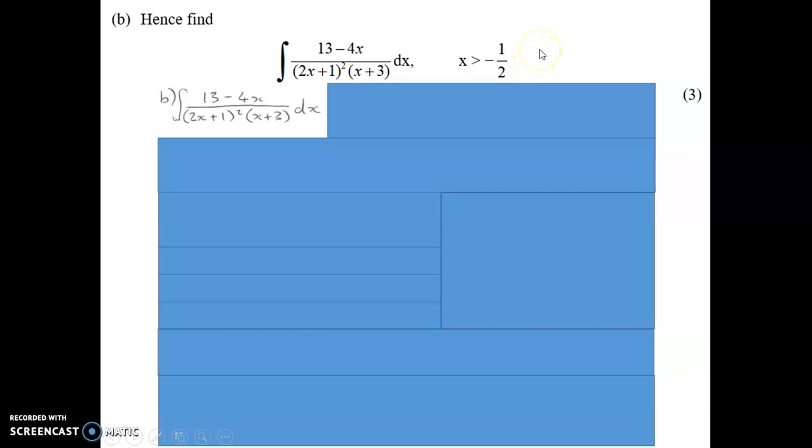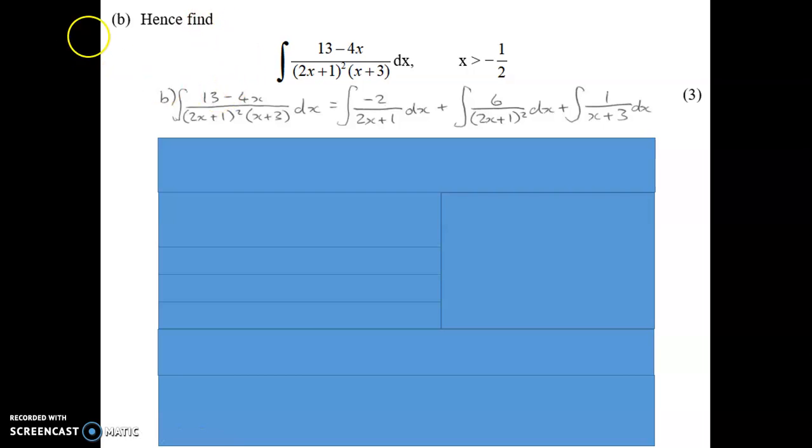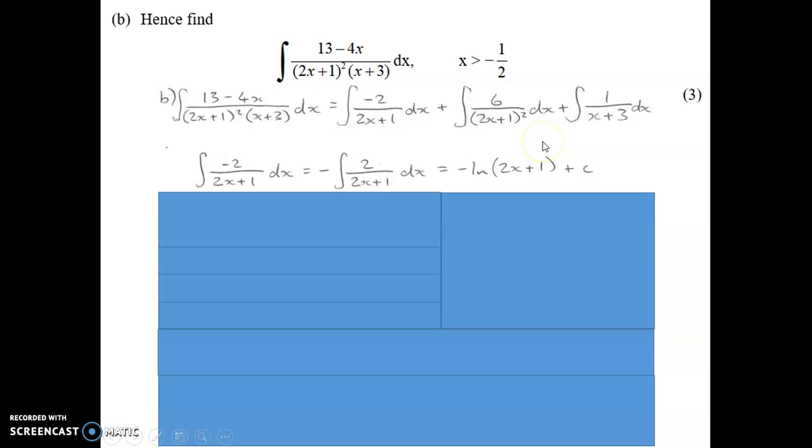For part B, we're asked to integrate that function, which is the same function we've just been working with. So it's got the word hence. We're going to use what we've just found out in A, so we can rewrite that as the integral of our partial fractions. And I've separated them into 3 separate integrals. So I'm going to just take each one of these in turn. I'm going to integrate this one first of all.